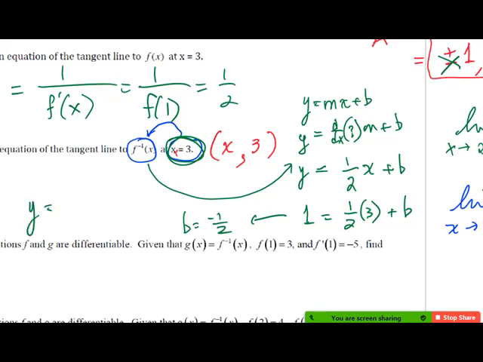So the equation then is y is equal to 1/2 x minus 1/2. And remember, this is the x and y associated with the inverse. Okay? Does everyone understand that?